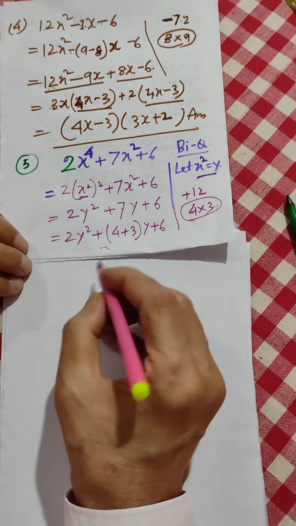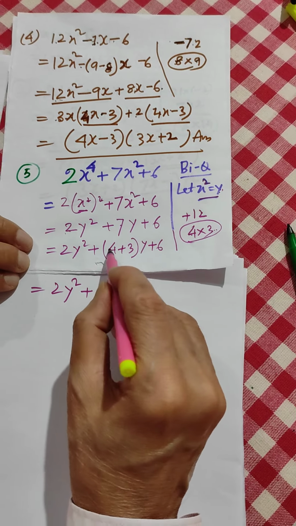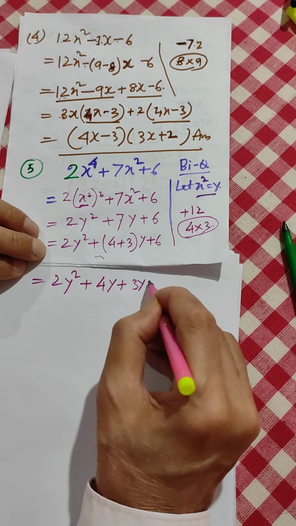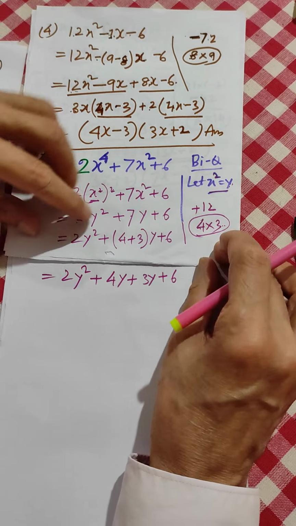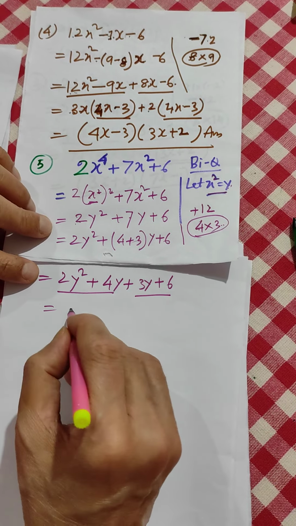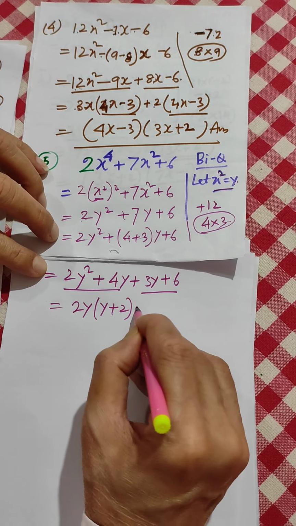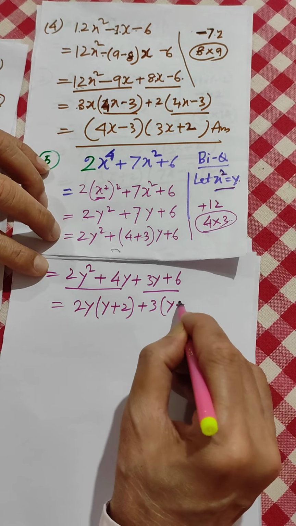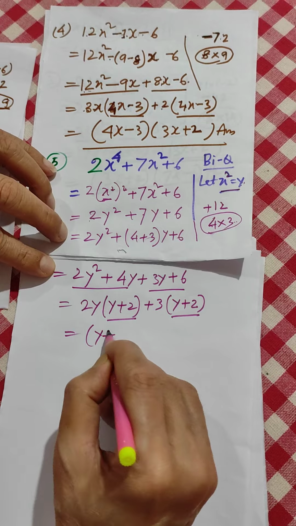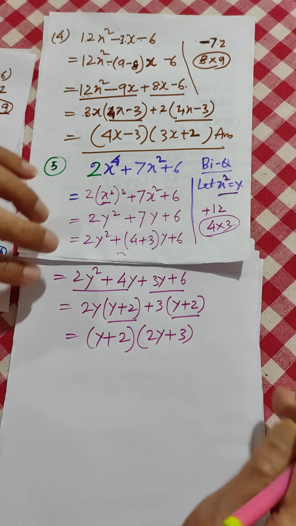So equal to 2y square, now open the bracket, 4y plus 3y plus 6. Okay, so from here we get this one. Now from these two take common, and from these two take common. What is common here? 2y common, y plus 2. And here 3 common, y plus 2. Now y plus 2 is common. So taking y plus 2 common, what do you get? 2y plus 3. Is it clear?